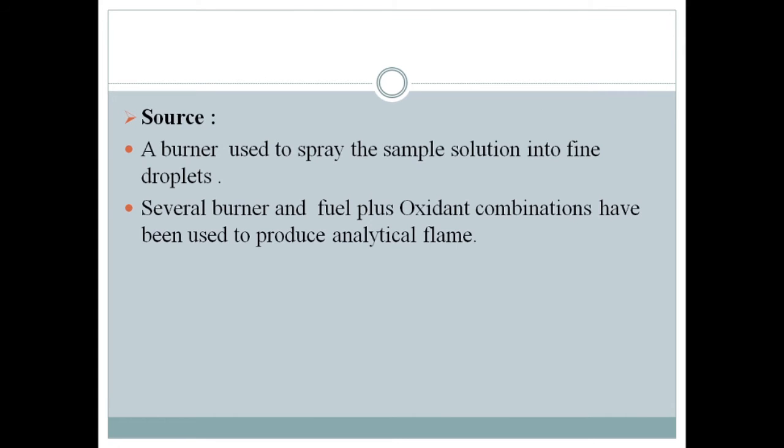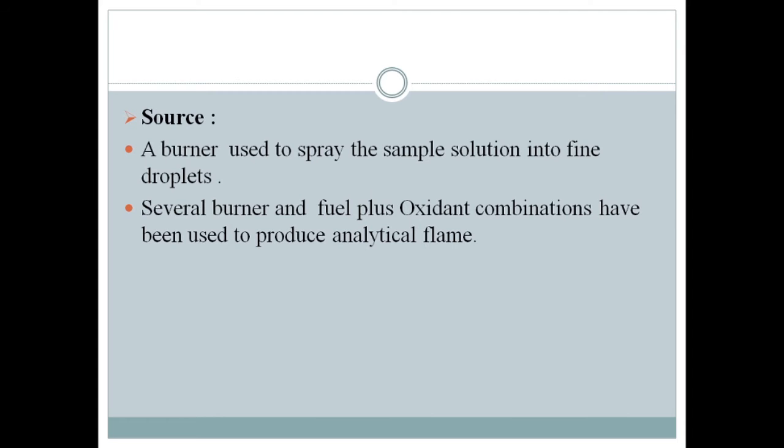Now next is the source. The burner is used to spray the sample solution as fine droplets. Several burners and fuel plus oxidant combinations have been used to produce the analytical flame.